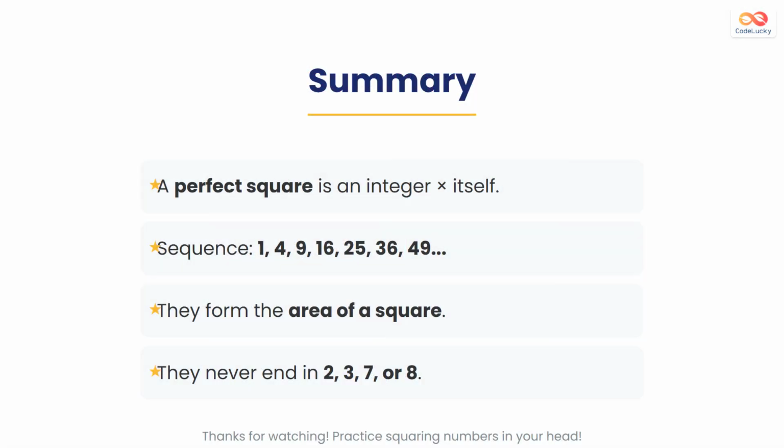To wrap up, remember that a perfect square is the result of multiplying an integer by itself. The sequence starts with 1, 4, 9, 16, 25, and continues infinitely. They represent the area of squares, and they never end in the digits 2, 3, 7, or 8.